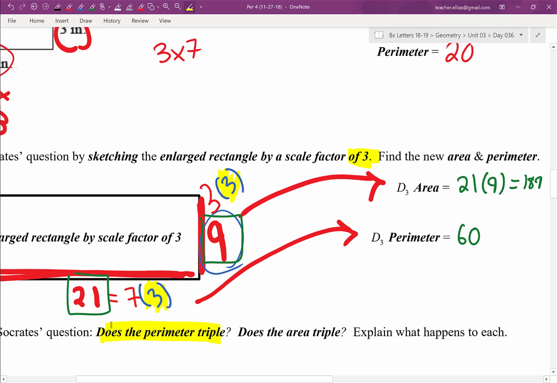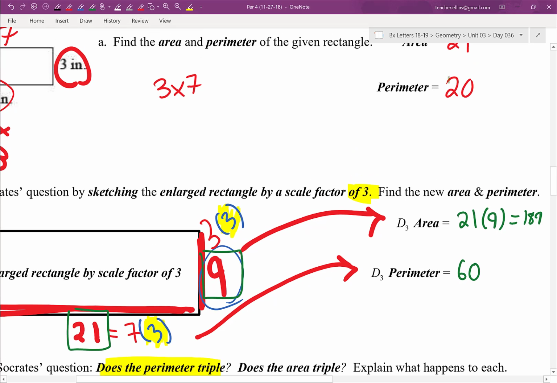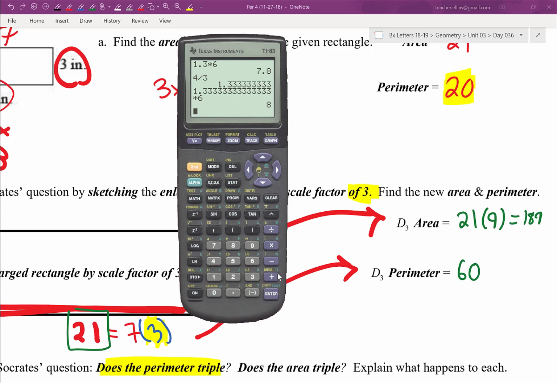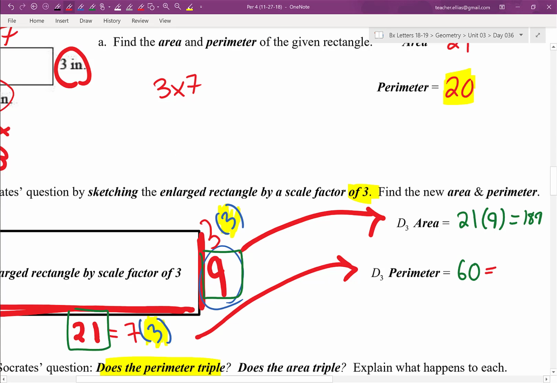Does the perimeter triple? If you use a calculator and you take your new perimeter and divide it by your original, it tells you that it got how many times bigger? 3. So that, in fact, tripled. That was your original perimeter times the scale factor.